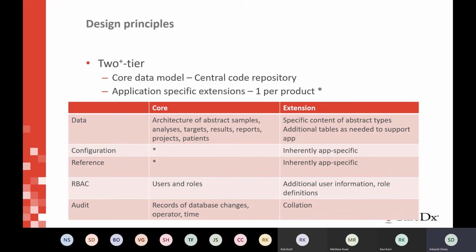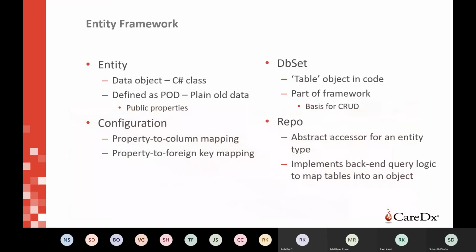So this is a two-tier core data model and the central code repository that I was talking about. And the application-specific extensions are different from that. As I said, we used Entity Framework for our projects. With the property to column mapping and the configuration side, we are using the third type of the code first approach in that.